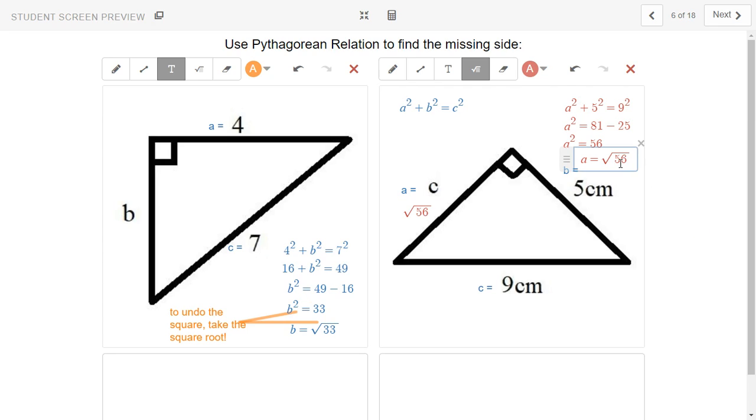Now you could take your calculator and get the square root of 56, but it's probably going to be a decimal answer. So if we keep it as a square root, then we don't have to talk about rounding. This is the most accurate answer that you could have.